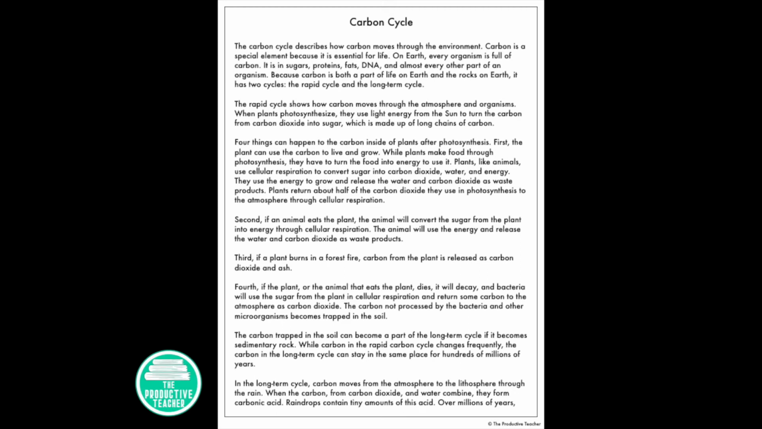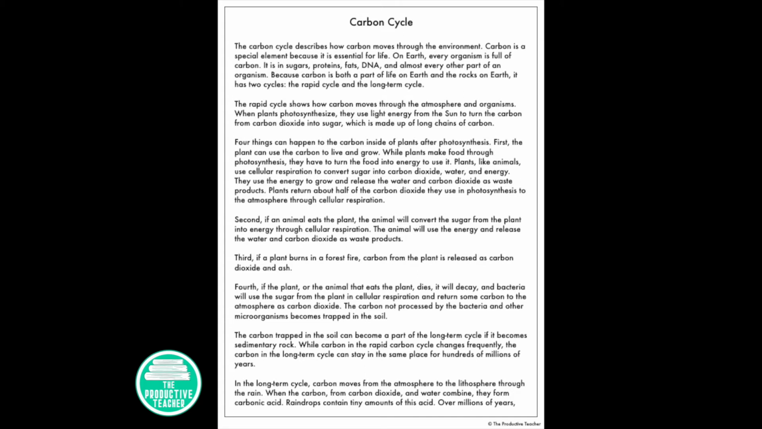The carbon cycle describes how carbon moves through the environment. Carbon is a special element because it is essential for life. On Earth, every organism is full of carbon. It is in sugars, proteins, fats, DNA, and almost every other part of an organism.